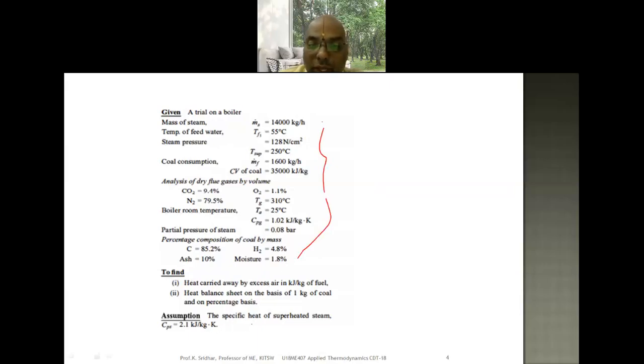Here he has not given the specific heat of the superheated steam, so we are assuming that it is equivalent to 2.1. I've already told you that whenever the specific heat of the superheated steam is not given in the problem, you assume that it is approximately equivalent to 2 kilojoules per kg Kelvin.